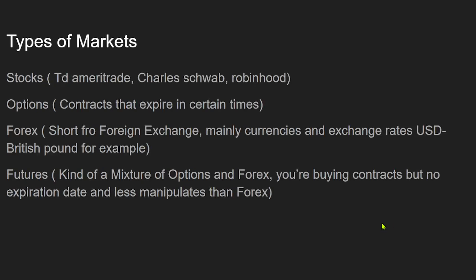Okay, types of markets. Okay, you have stocks, options, we have Forex and futures. Okay. You also have your bonds that we kind of talked about before. Your stocks you might be familiar with, like TD Ameritrade, Charles Schwab, or the classic Robinhood, where you can buy shares of stocks right from your phone. Okay. Now, if you do buy and sell within the day multiple times, you'll notice Robinhood will send you a notification saying that we're going to flag your account as a day trader.